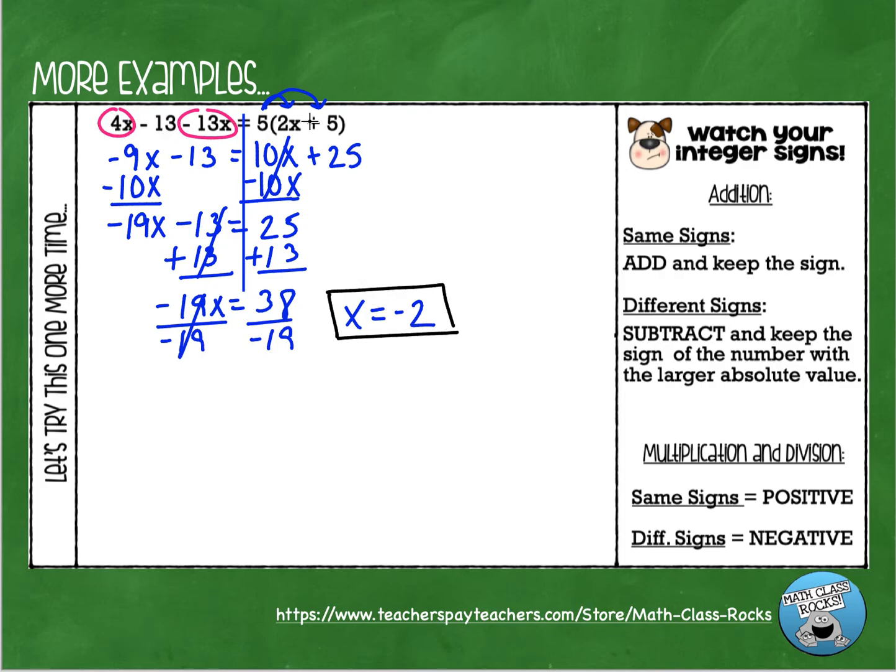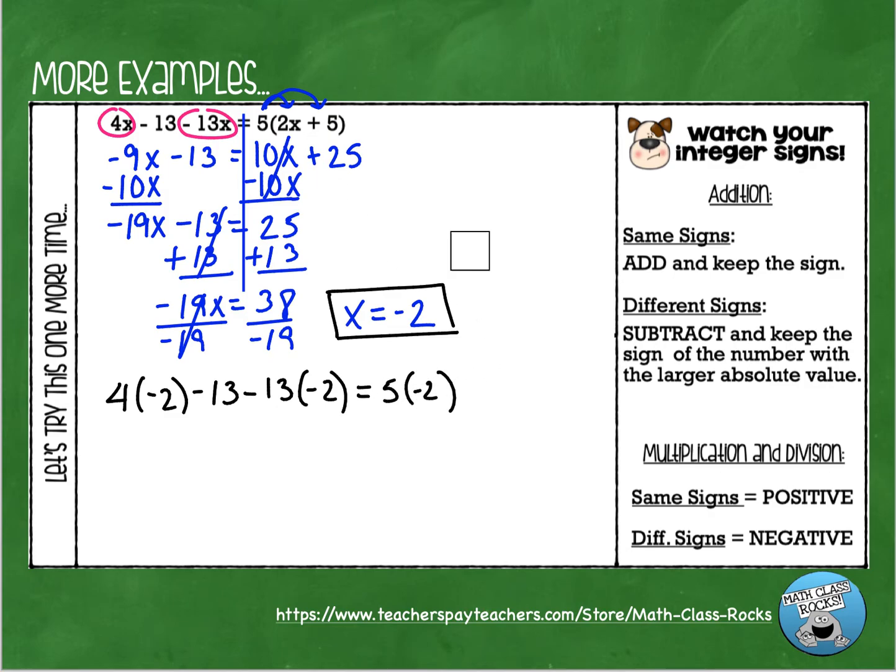I'm going to take my original equation, and everywhere I see an x, I'm going to replace it with a negative 2, and hopefully it's going to work out. So we're going to have 4 times negative 2 minus 13 times negative 2 equals 5 times negative 2. Whoops, that's parentheses right there. I missed that. Hold on, let's fix that a little bit. Okay, so anyway, it's 5 times, this is 2x inside here. See how important it is to be careful and really, really look at what you're doing?